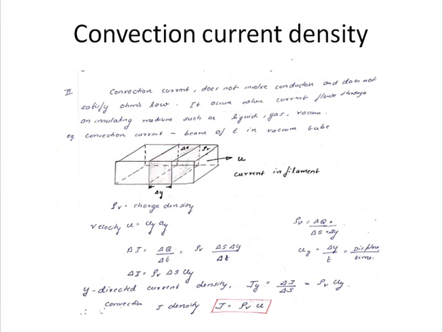Next one. Convection current density is when the current is flowing through free space, that is, it is not going through conductors, does not involve the conductors, and it does not obey Ohm's law. So it occurs when current flows through an insulating medium like a liquid, gas or vacuum.